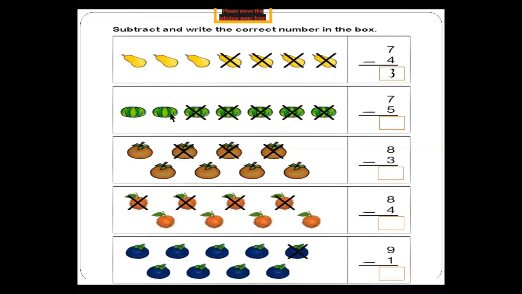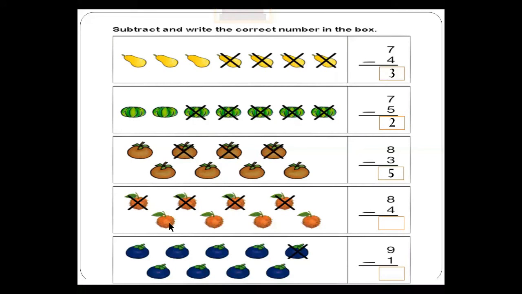Next, how many are remaining? 1 and 2. We have 7 watermelons. We cancelled 5. So how many are remaining? 2. Now we have 1, 2, 3, 4, 5. 5 are remaining. We have 8 chikus and we subtract 3 of them. How many are left? 5.